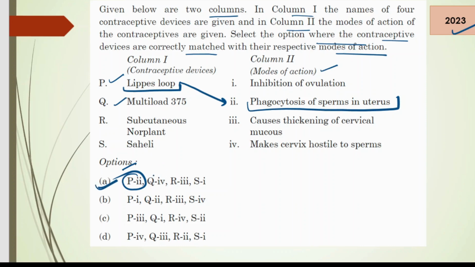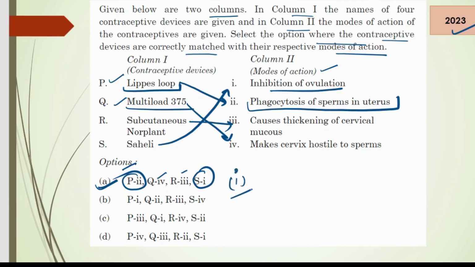Let's match the other options also. Multiload 375 will match with the 4. What is the option in the 4? Make cervix hostile to the sperm. This is also right. Subcutaneous Norplant causes the thickening of the cervical mucus. This is also right. And Saheli will inhibit the ovulation. It will go with the first. So the first will be the answer. So these kinds of questions have been asked in your previous exams.